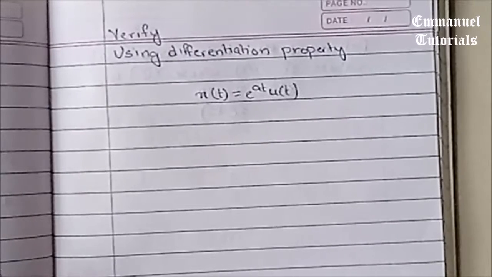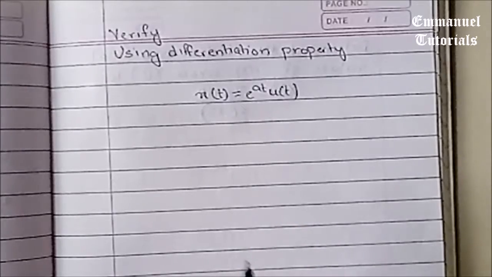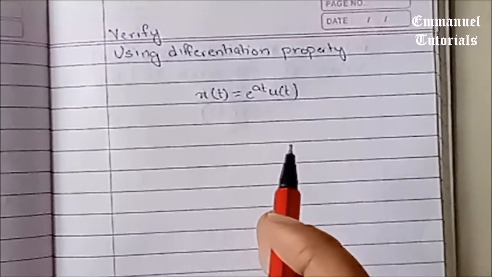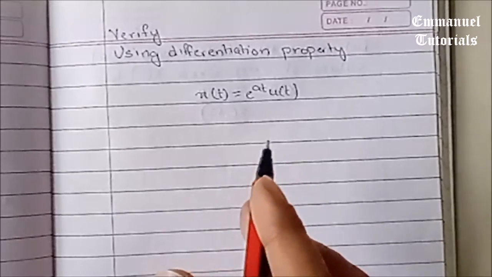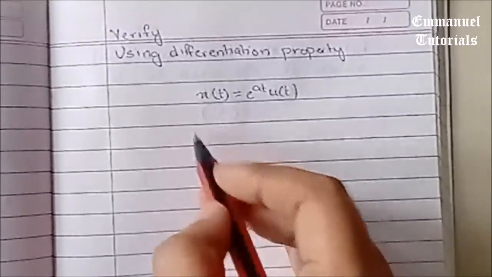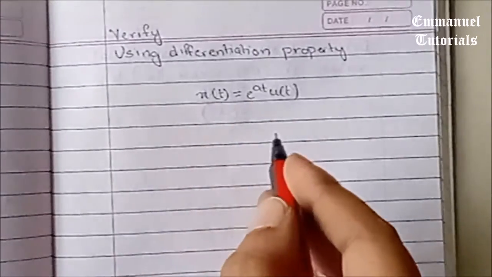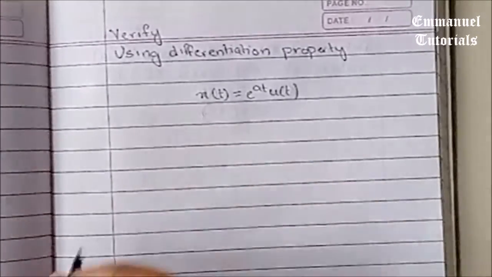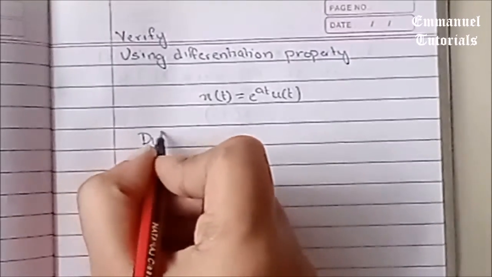Today we'll be solving a proof kind of sum related to Laplace transforms. Here we'll be proving the Laplace property of differentiation in time domain using this input, that is x of t is equal to e raised to at u of t. So let's start. You know that differentiation property, what does it state?